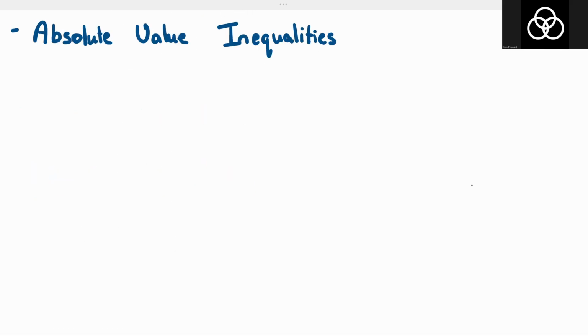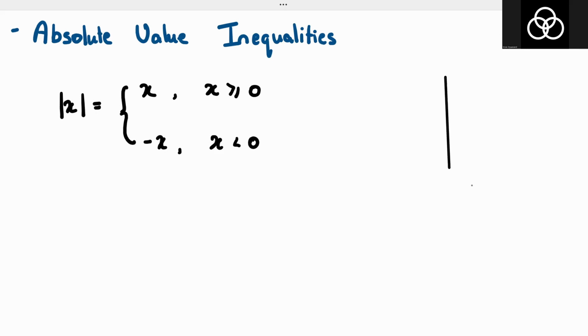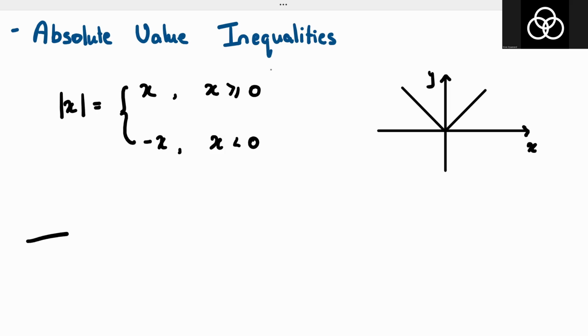So the next type of inequality we're going to look at is those that involve the absolute value. Just a quick refresher, the absolute value, sometimes you might also hear the modulus function, is defined as x if x is greater than or equal to 0, or minus x if x is less than 0. And on a graph, that would look like this.